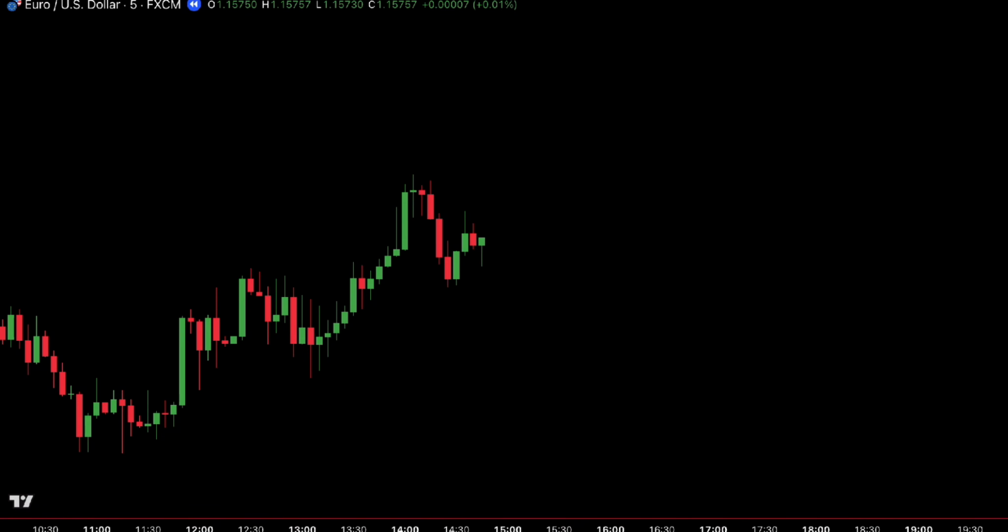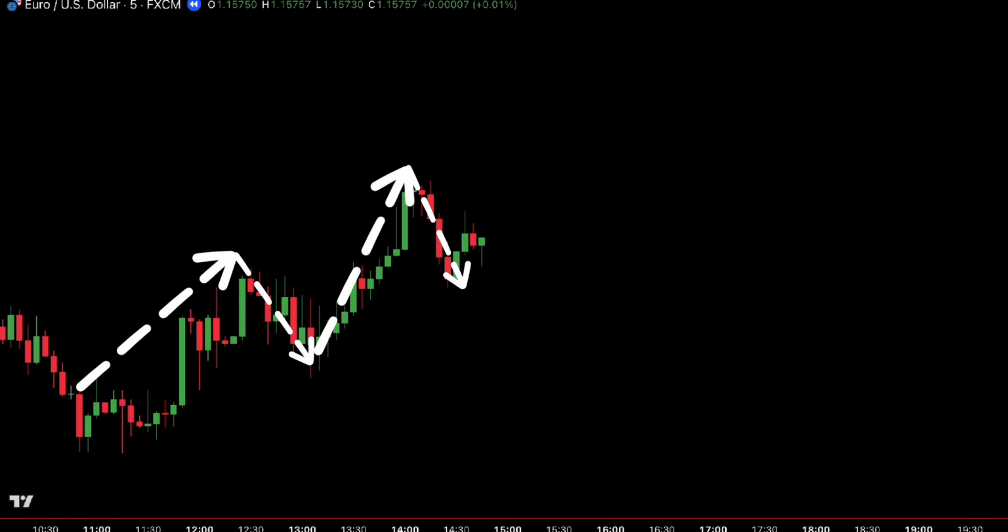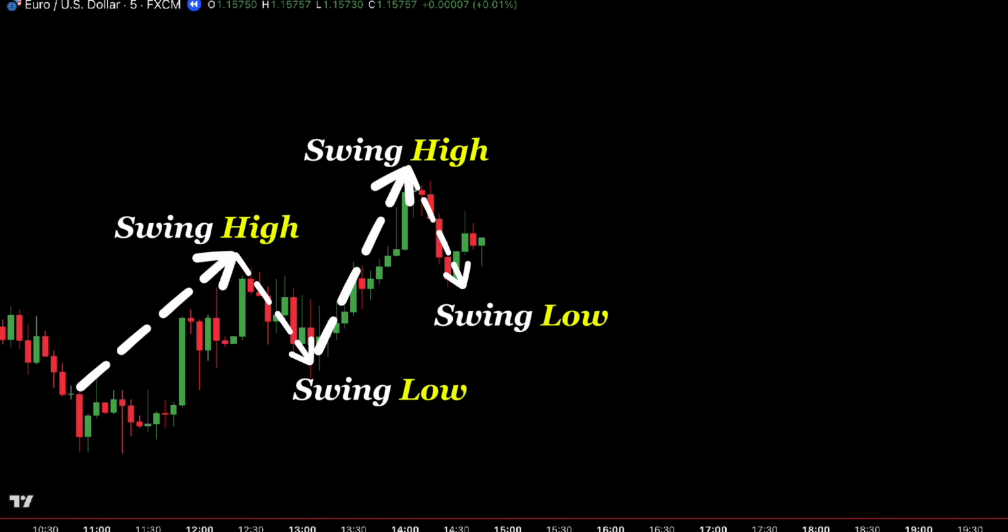To draw a trend line in an uptrend, the structure is the same but flipped. Run followed by a pullback, another run followed by a pullback. Here, the highest point before a pullback begins is called the swing high. The lowest point before the next upward run is called the swing low. In a strong uptrend, you'll see higher highs and higher lows, and it's the rising swing lows we connect.